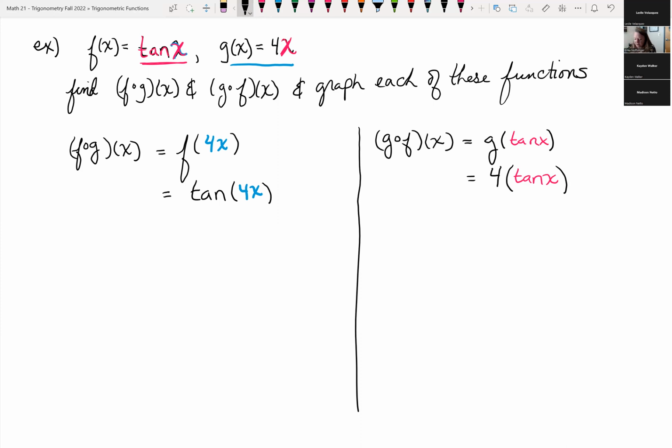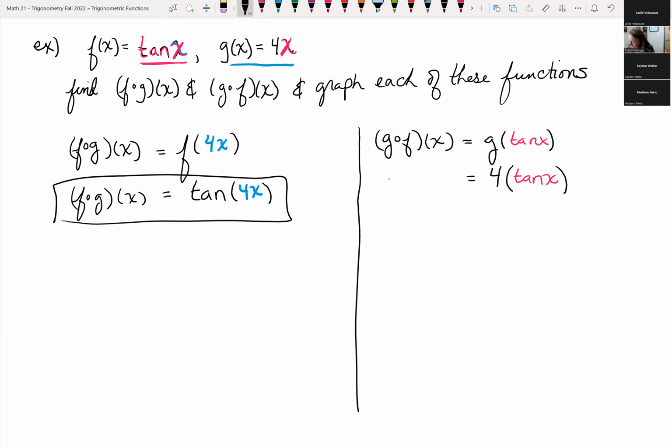And so notice we got 2 different things. f of g of x was tangent of 4x, and g of f of x was 4 tangent of x. So that's going to look different when we graph these. So let's first look at tangent of 4x. Tangent, one cycle, if you remember, was between negative pi halves and pi halves. So let's use that fact to look at what's happening.